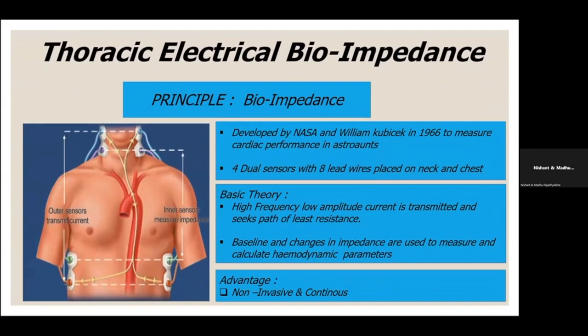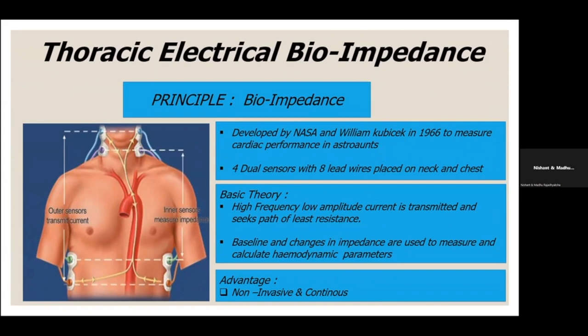Next is thoracic electrical bioimpedance technique, developed by NASA and William Kubicek in 1966 to measure cardiac performance in astronauts. With 4 dual sensors with 8 lead wires placed on the neck and chest, high frequency, low amplitude currents are transmitted through the blood-filled vessels as they offer least resistance, and baseline impedance signal is measured.